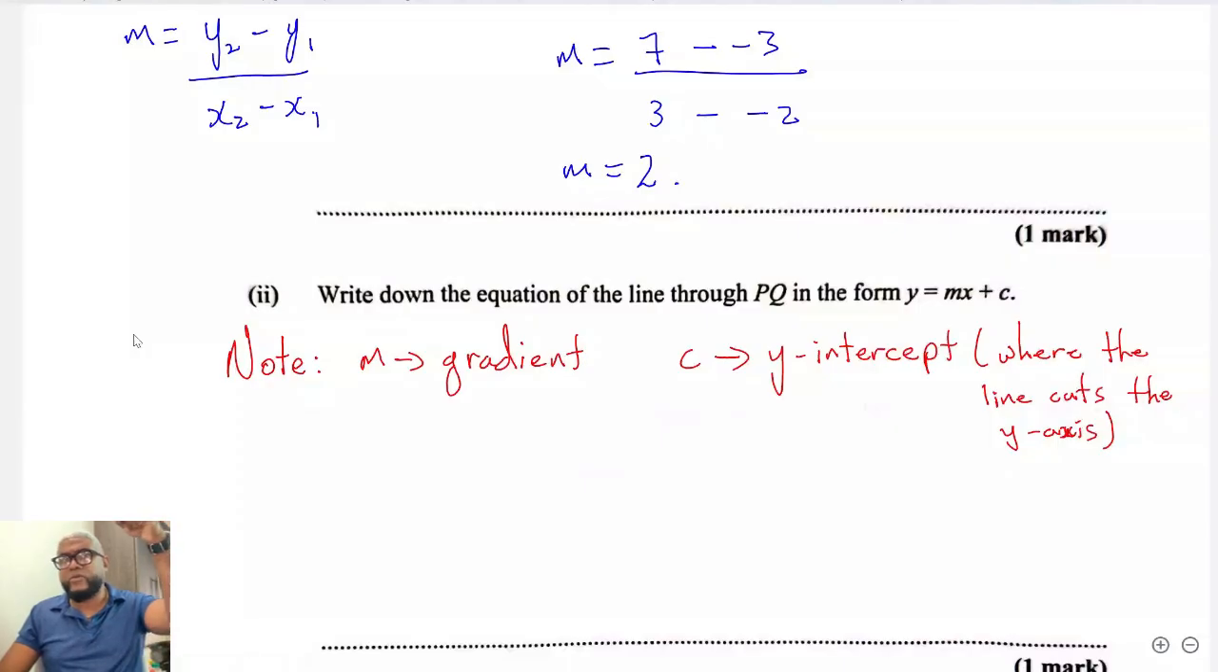y minus y1 is equal to, open brackets, x minus x1, you work it down, you'll get y is equal to mx plus c. But we don't need to do that here because we could just look at the graph and find c, because we don't have m. And m is 2, right?